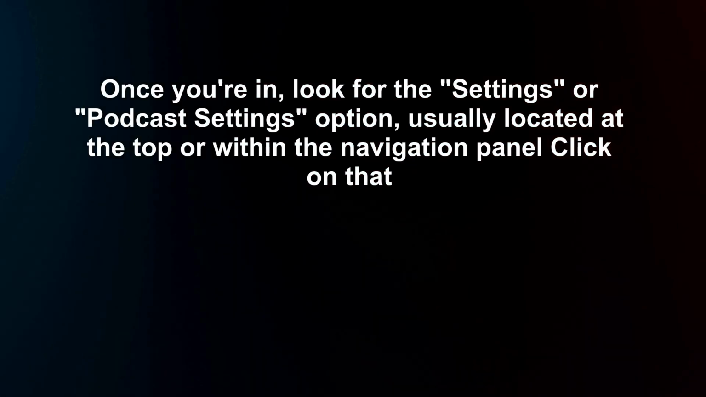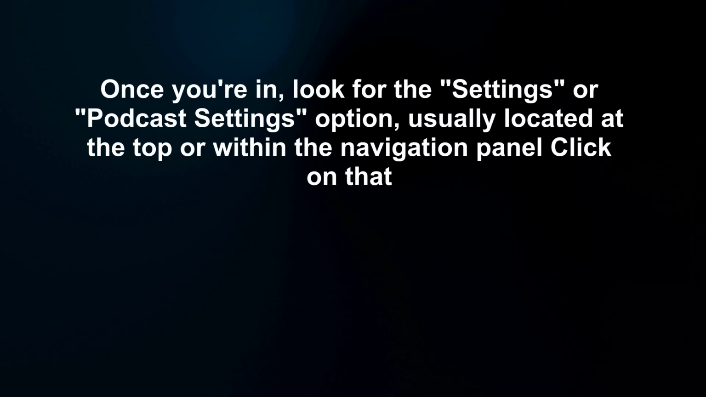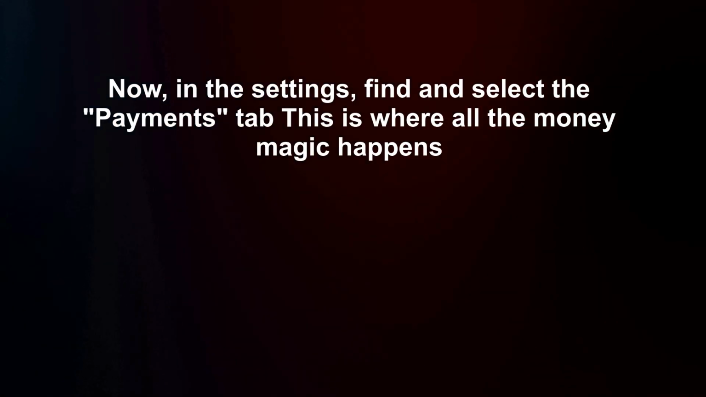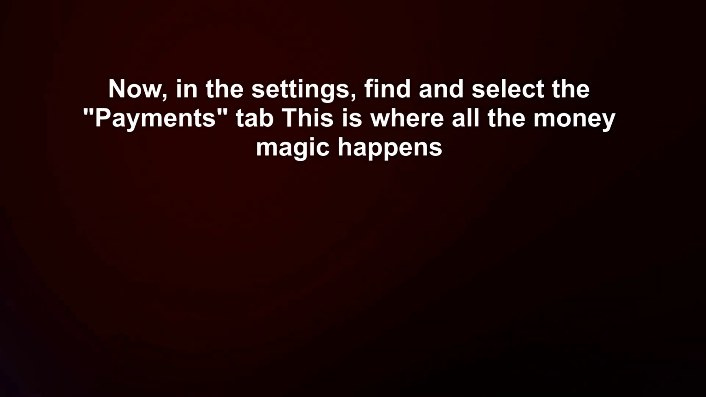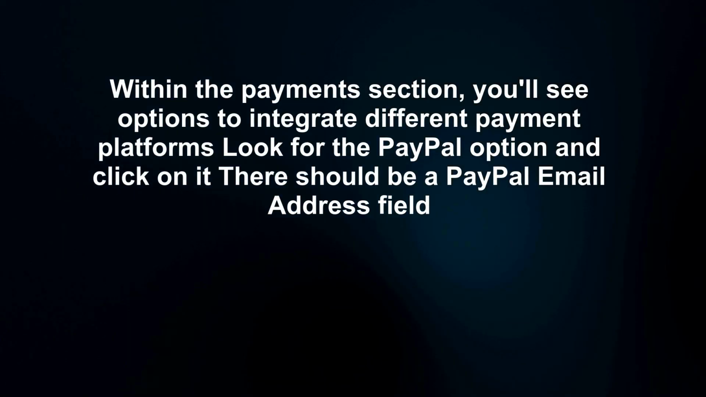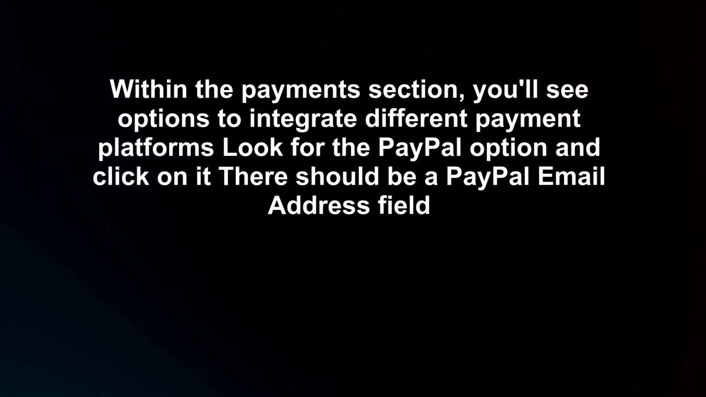Once you're in, look for the Settings or Podcast Settings option, usually located at the top or within the navigation panel. Click on that. Now, in the Settings, find and select the Payments tab. This is where all the money magic happens. Within the Payments section, you'll see options to integrate different payment platforms. Look for the PayPal option and click on it.